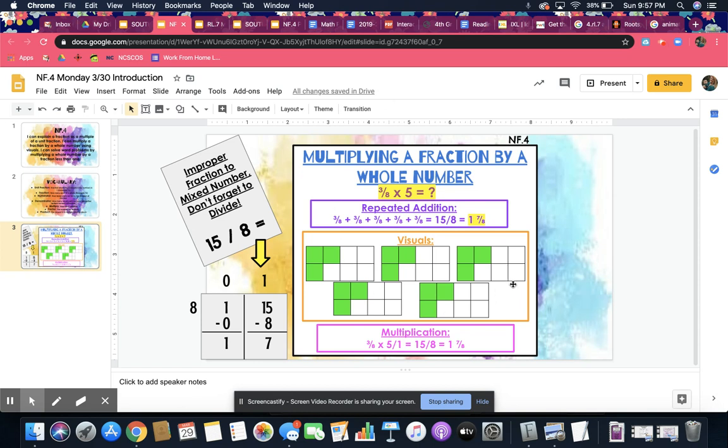So you will be multiplying a fraction by a whole number this week. Please refer to this video and this anchor chart if you do not remember the 3 ways you can show your work.